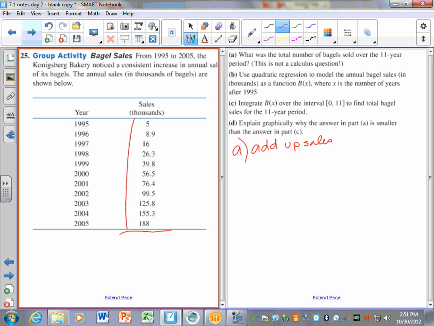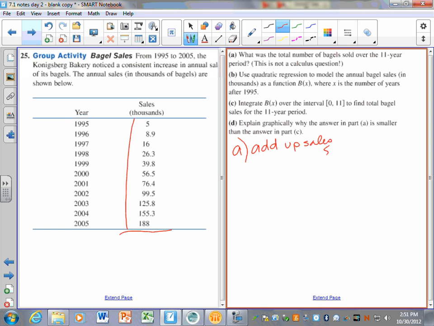And I think when I did this, you can check my math here, I got 797.5. What does that mean? What are these in? Thousands? So maybe a better answer would be to put a comma in there. That's like 797,500 sales from 1995 to 2005.